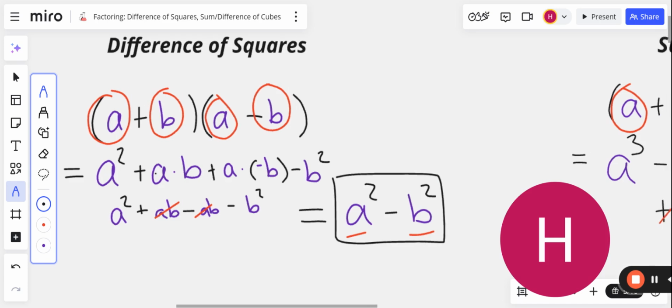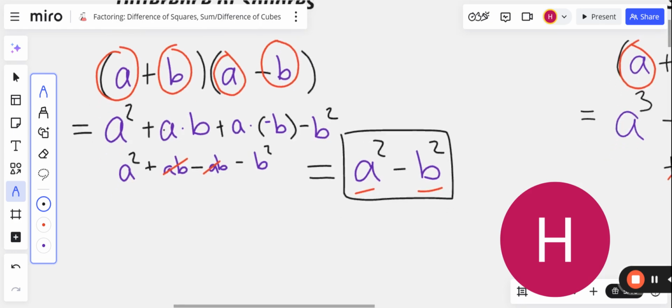That means if we're trying to factor, which takes us backwards in the reverse order, we need to be able to identify, see how I've underlined this in red, what is our a and what is our b. As long as we can find what our a is and what our b is, we can simply replace those into this factorization, a plus b times a minus b. Okay, so we'll get some practice with doing that in a moment.